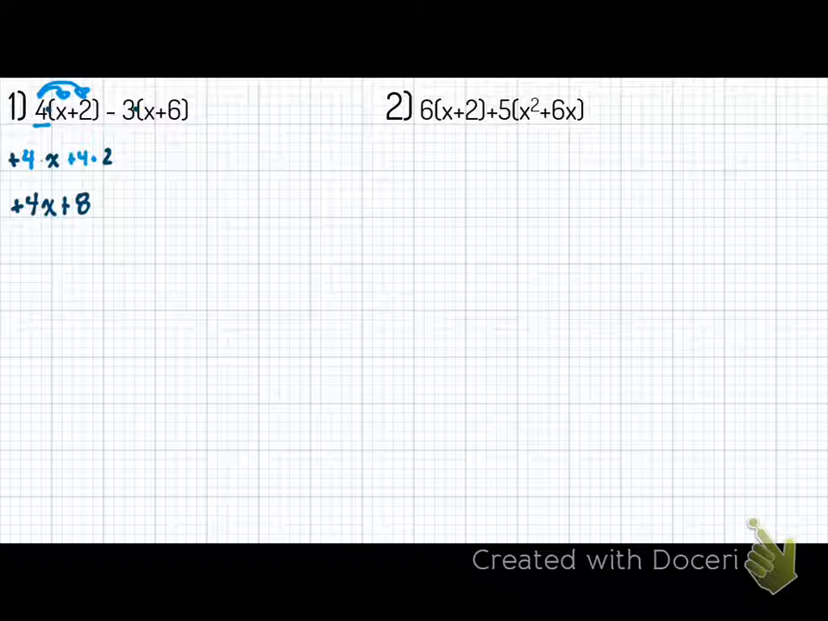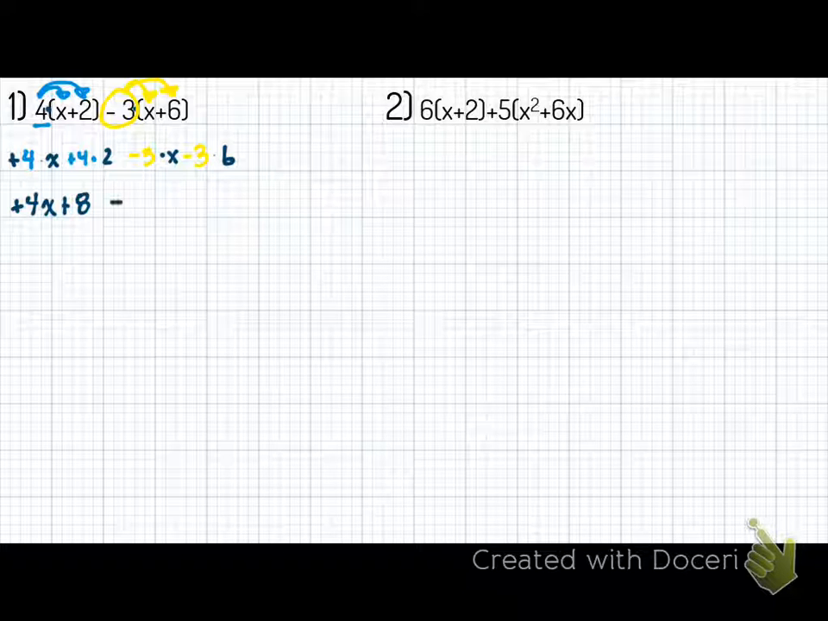And then I continue on here, okay? I got a negative 3 there, right? That negative 3 is being multiplied with the x plus 6, so I have to distribute it. Then I think, what's negative 3 times x? Negative 3x. So I'm going to write negative 3 times x, and then negative 3 times 6. So negative 3 times x is negative 3x. Negative 3 times 6 is negative 18.